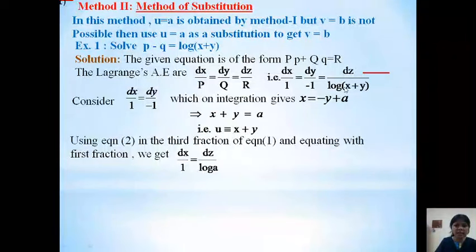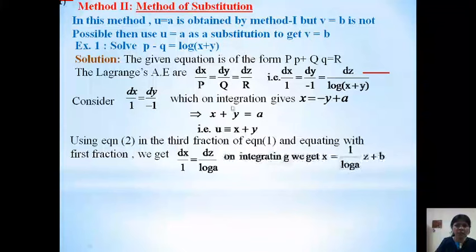So in this case, as I am observing over here, x plus y is nothing but equal to a, as per this equation 2. So we will use x plus y equal to a in the third fraction, and then you can compare it with any one of the remaining two fractions, either the first or the second. So I am comparing it with the first fraction.